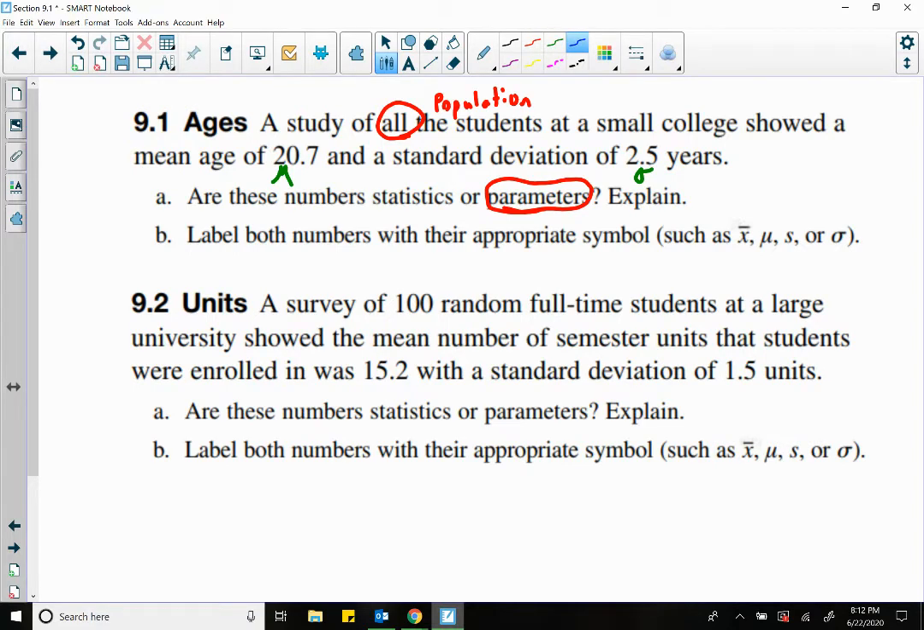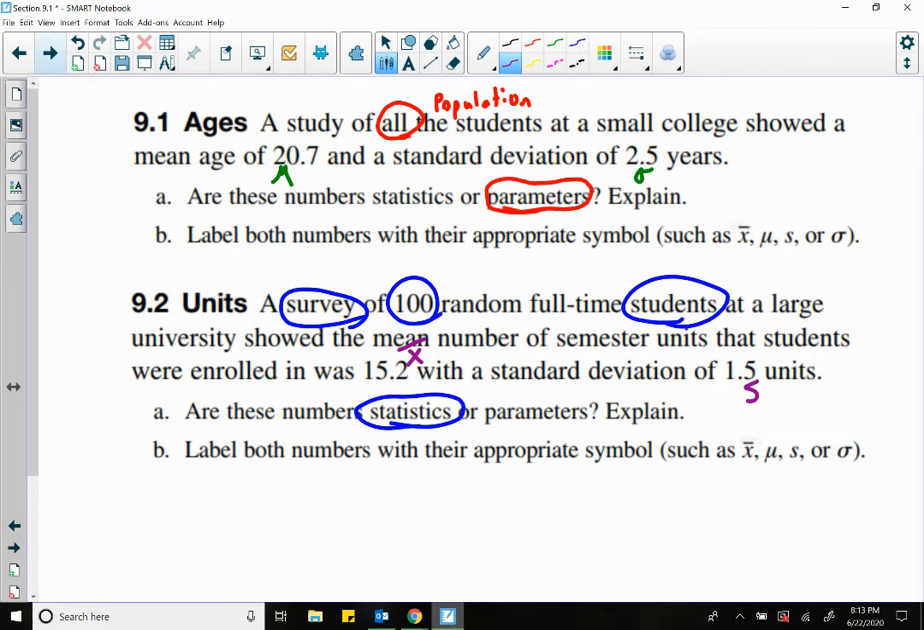Okay, so in this one, hopefully you saw that this is a survey of just 100 students. It says a large university, and a large university definitely does not consist of only 100 students. So this is not everybody at that university, which means what you're dealing with here is a statistic. Then it says the mean number of semester units that students were enrolled in is 15.2, so that represents X bar. And the standard deviation of 1.5 units represents S. So hopefully you got that and you're all good.